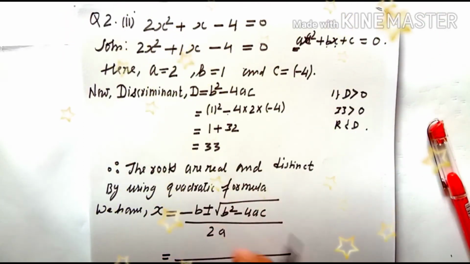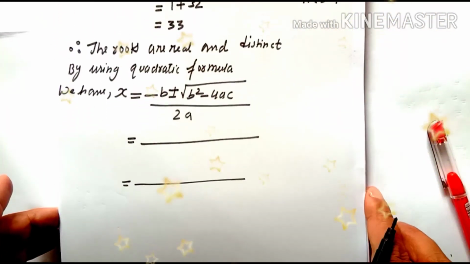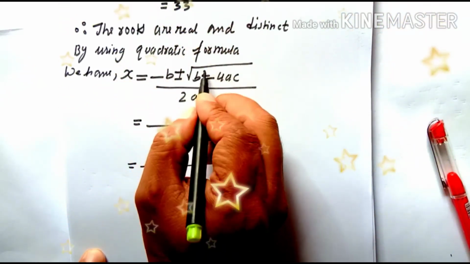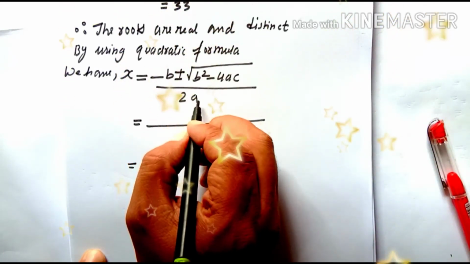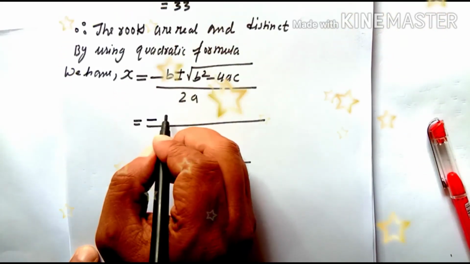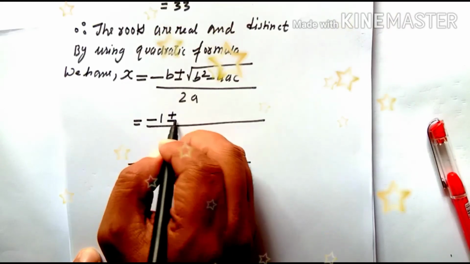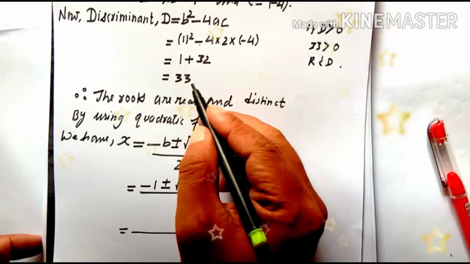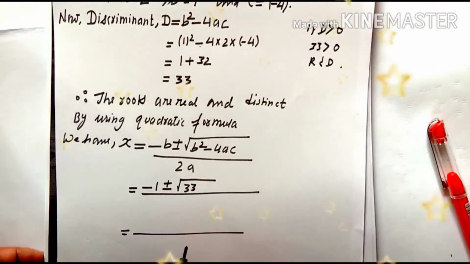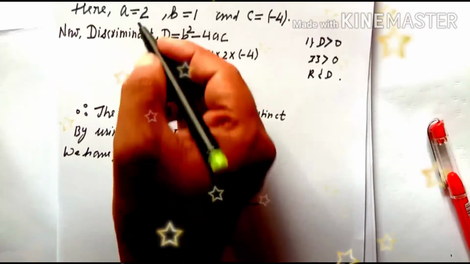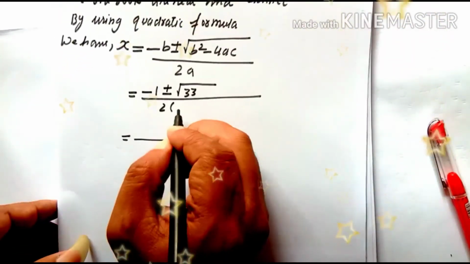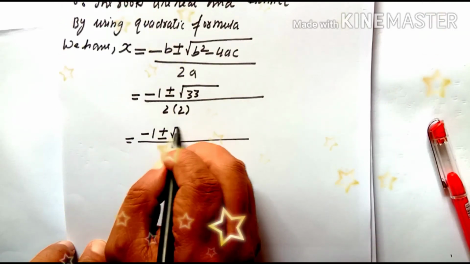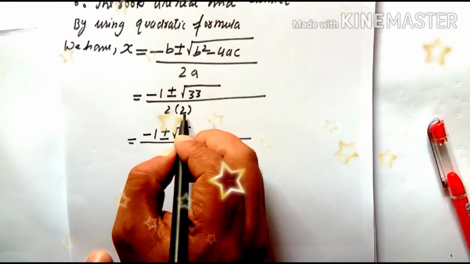After that, since the roots are real, you'll have to find the roots by using the quadratic formula. So we have x equals minus b plus minus root of b square minus 4ac upon 2a. Substitute the value of b, minus the value of b, we have 1 plus or minus root of b square minus 4ac. We already proved above that is 33. So we can take the value 33 upon 2 into the value of a, which is 2. So substitute here 2. Now negative 1 plus minus root 33, it is not a perfect square. We can keep it within the square root. So again 2 2's are 4.